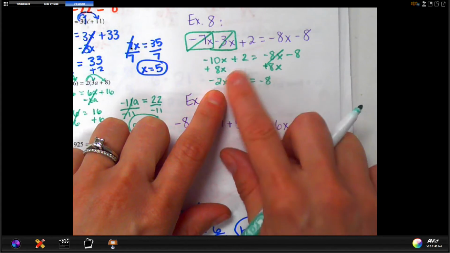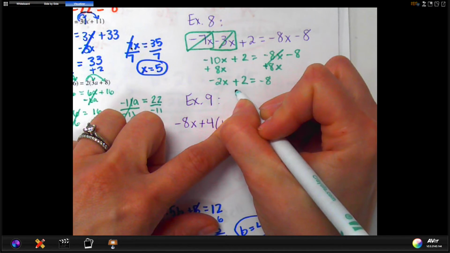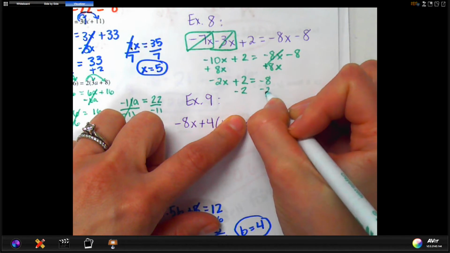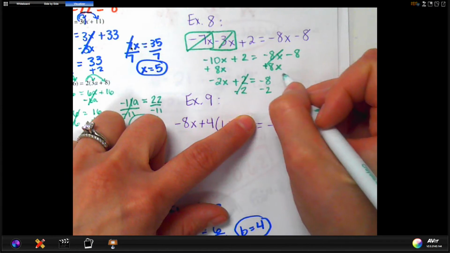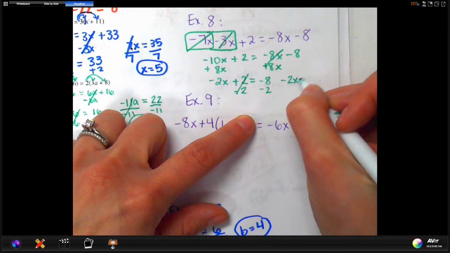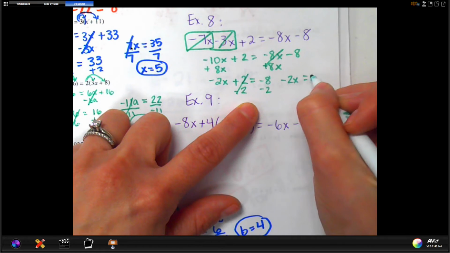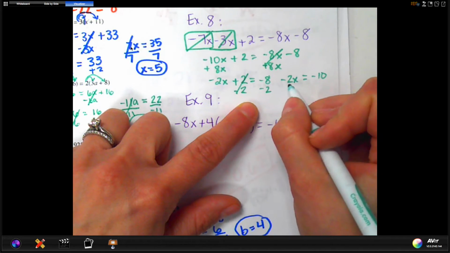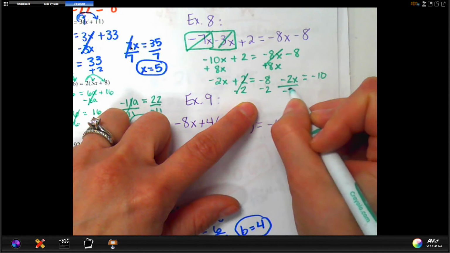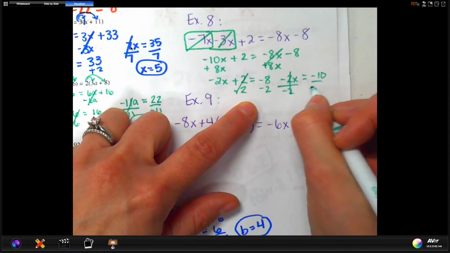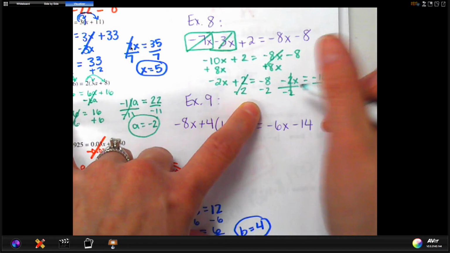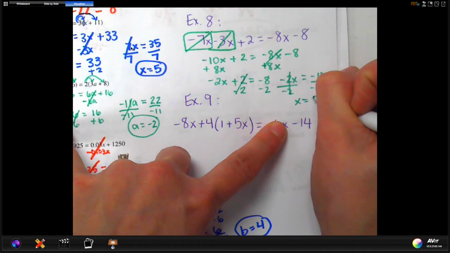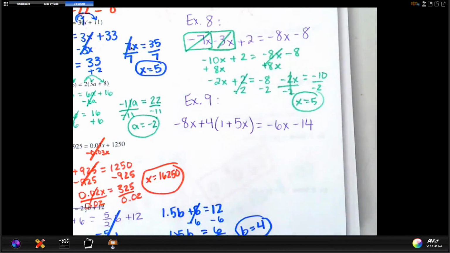So to start, we're going to get this positive 2 out by subtracting. All right, so now, and I'm going to move this over here because of space. So now I have negative 2x equal negative 8 minus 2 is negative 10. And my last step is to divide by negative 2 to get that out. And negative 10 divided by negative 2 gives me positive 5 as my final answer.